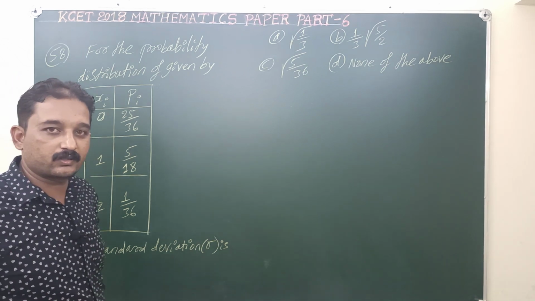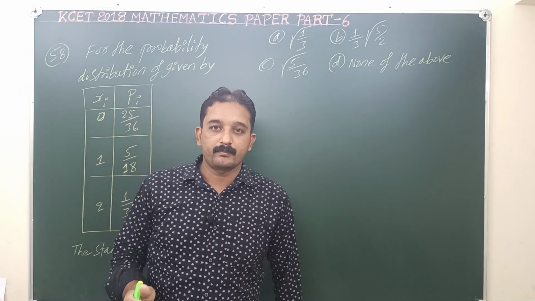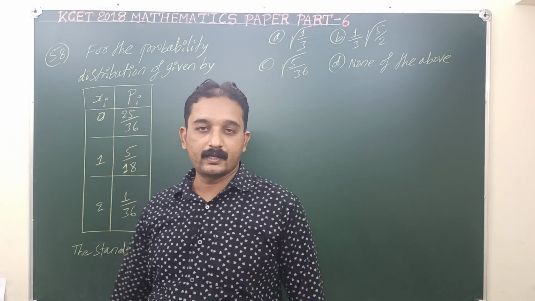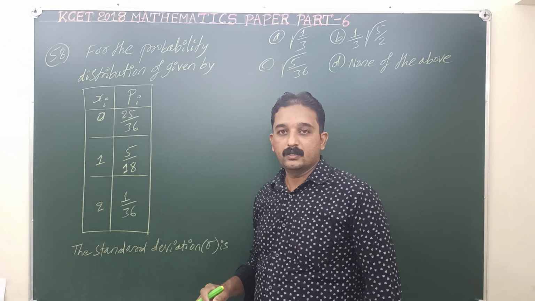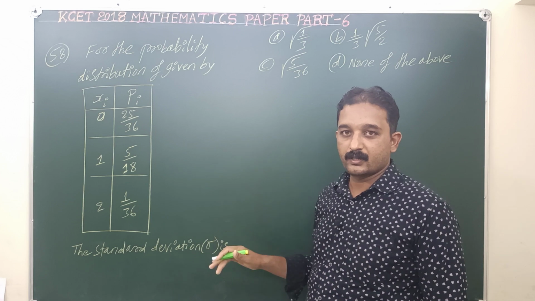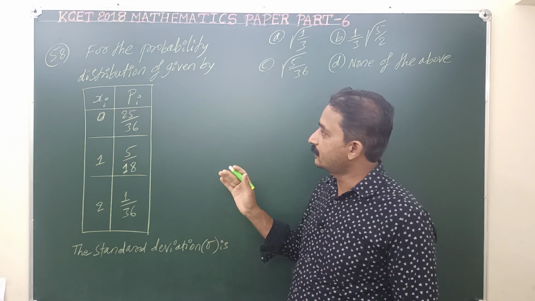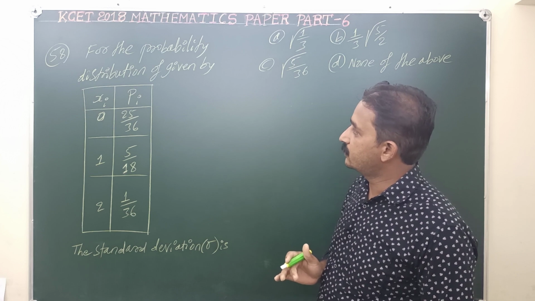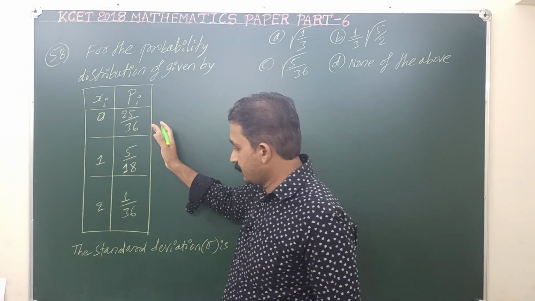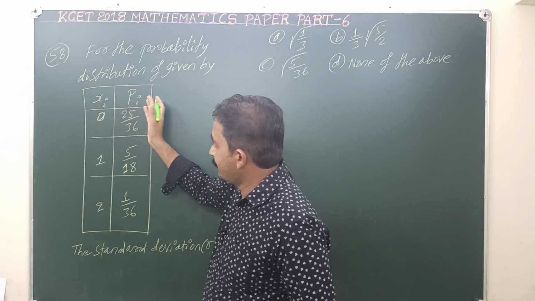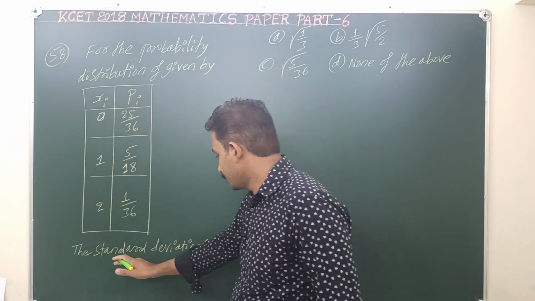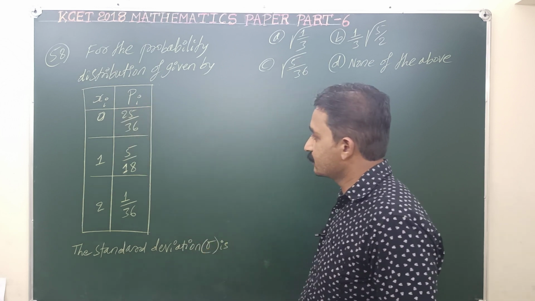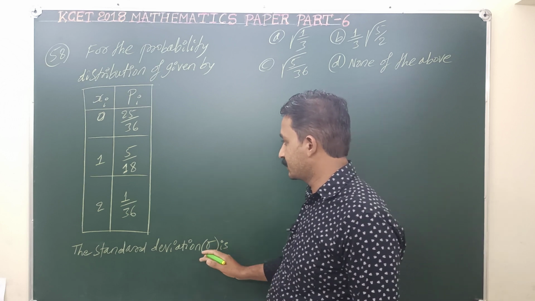So now let us move on to question number 58. This question is based on the chapter probability, particularly random variable. Usually they ask 5 or 6 questions on this chapter in KCET. Here we take the first question. The probability distribution is given, so xi, pi are given. Then find the standard deviation sigma. Using a formula, we have to find the sigma value.